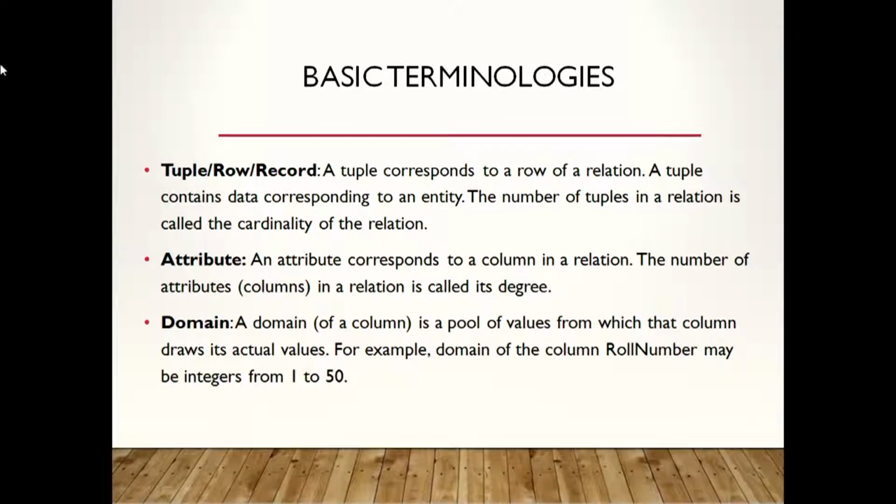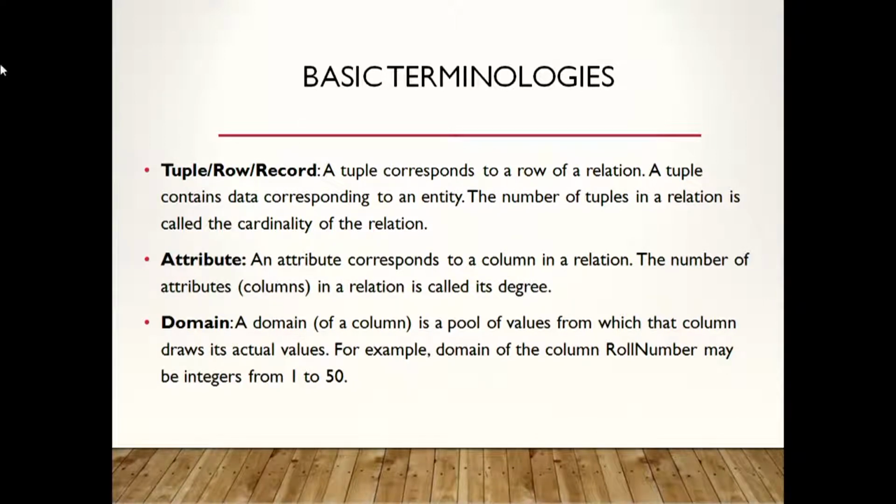Now what is an attribute? An attribute corresponds to a column in a relation. The number of attributes, columns, in a relation is called its degree. Now it is very important to understand the difference between the cardinality of a relation and the degree of a relation. Cardinality refers to the number of rows in a relation, whereas degree refers to the number of columns in a relation. And what are the columns? They are the attributes. So this is the difference between cardinality and degree of a relation.